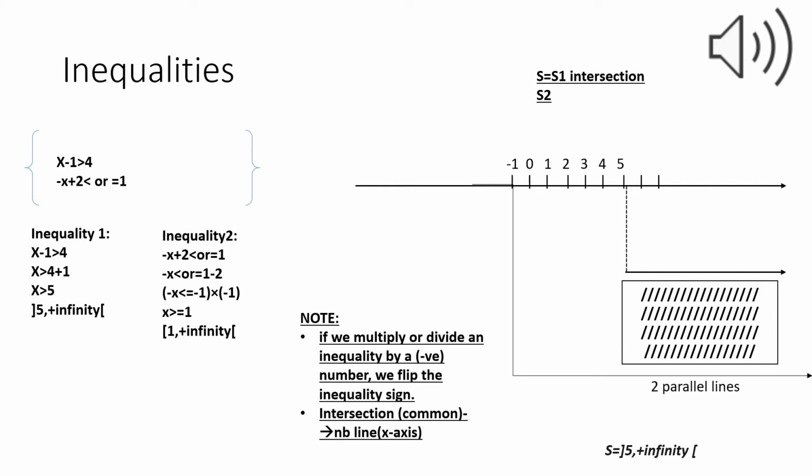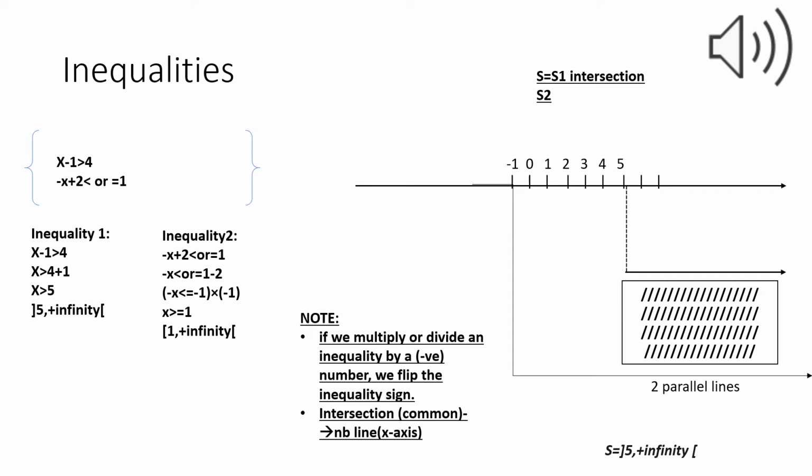We should have x only, so we multiply by a negative number. But if we multiply or divide an inequality by a negative number, we flip the inequality sign. So we get x greater than or equal to 1. From 1 till positive infinity as an interval, because there is "or equal": closed at 1, open at positive infinity, always, and negative infinity always, because they are unlimited.